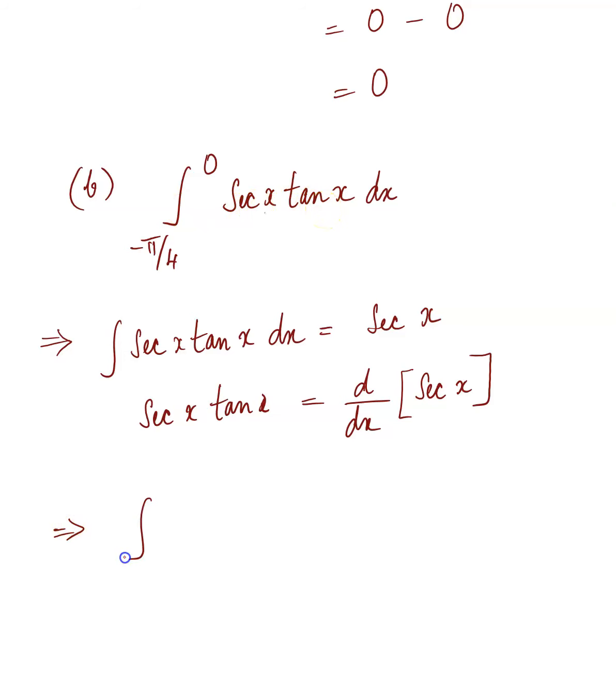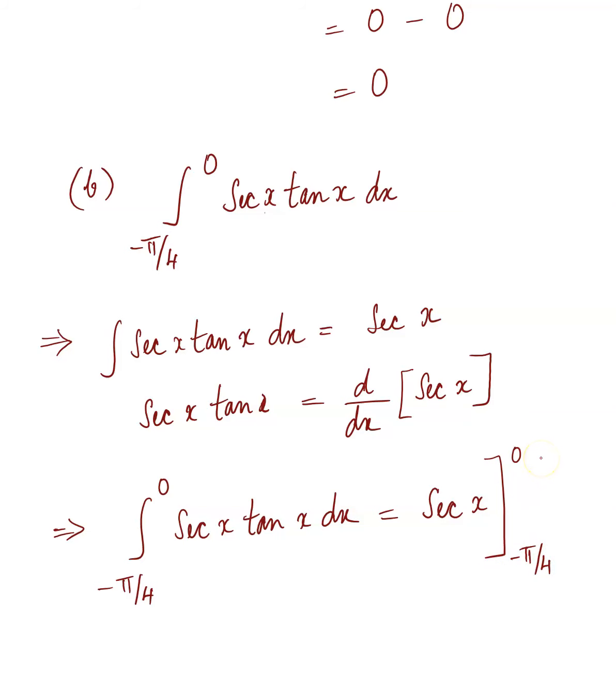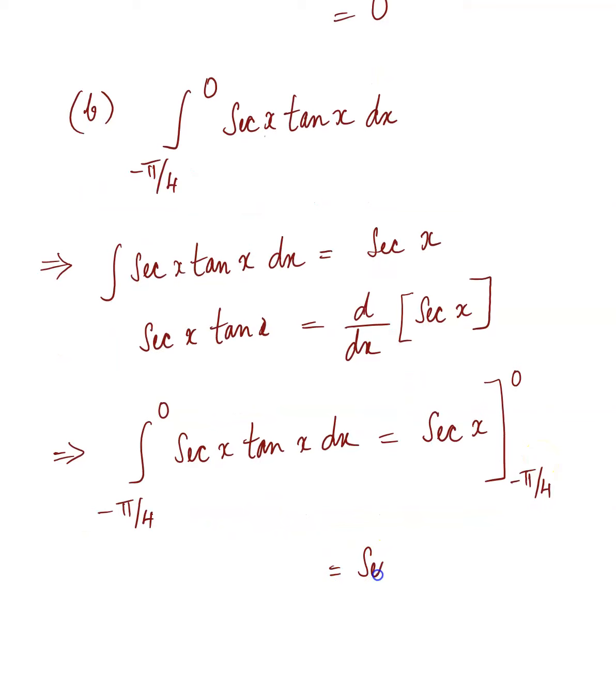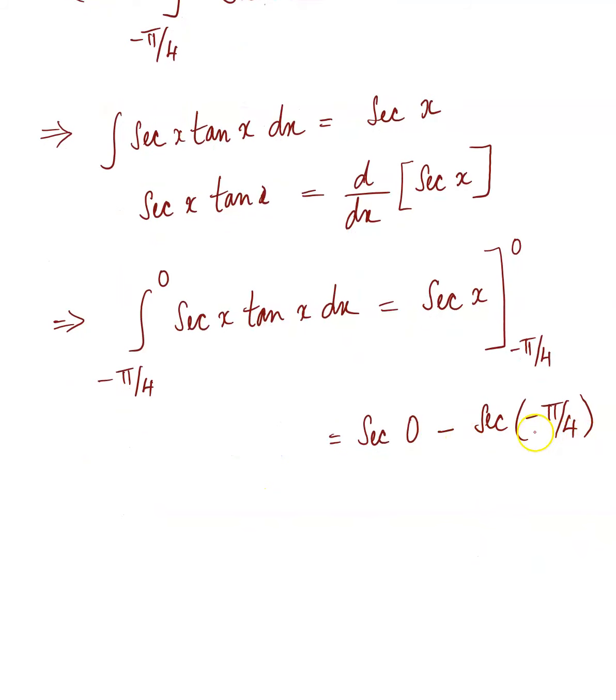So this implies the integral from negative pi over 4 to 0 of secant x tan x dx is this capital F of x, in this case secant x, evaluated from negative pi over 4 to 0. So now we evaluate it from the upper limit minus the lower limit. And remember, the lower limit has a negative. There's a negative in the problem and the formula. There's a negative in the substitution, so watch out for that.